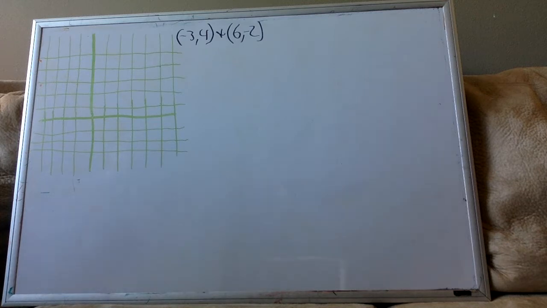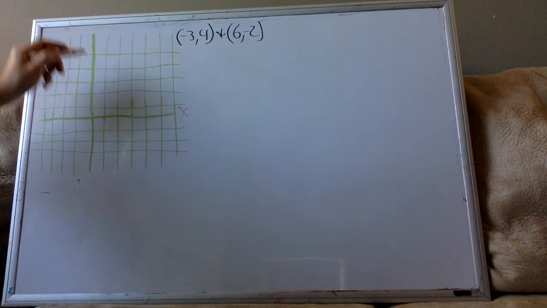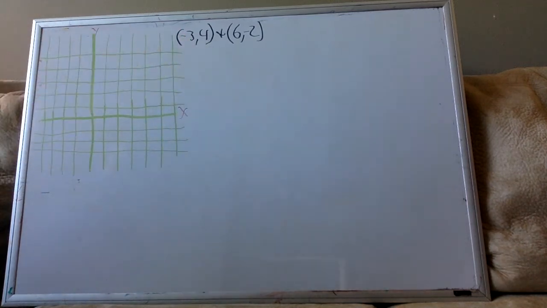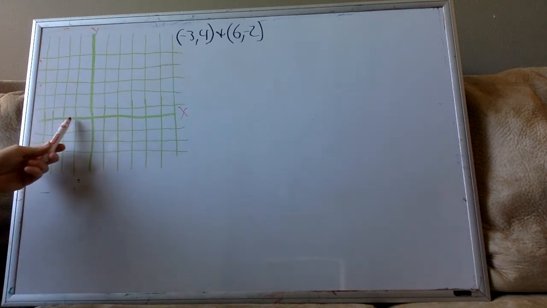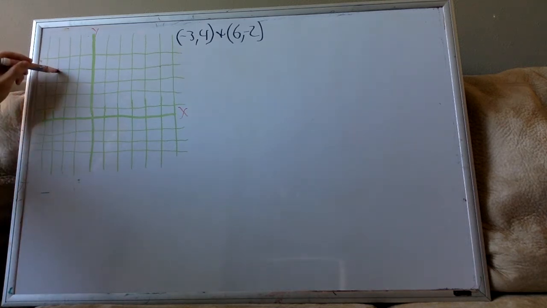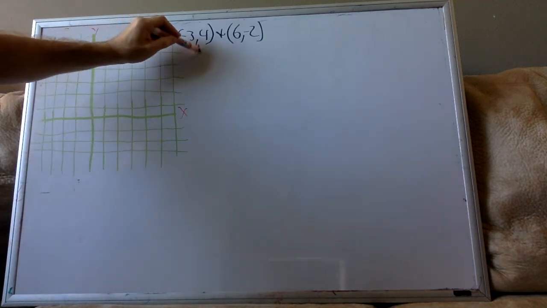So first, let's plot these 2 points. We have (-3, 4). That means if this is my x and this is my y, then the first of the ordered pair is going to give me my x. So I'm going to move back 3, -1, -2, -3, and then move up 4, 1, 2, 3, 4. And I have my first point. I'll go ahead and label that A. This would be my A point.